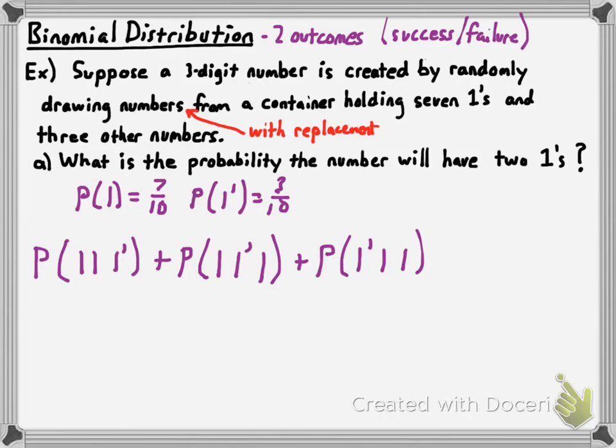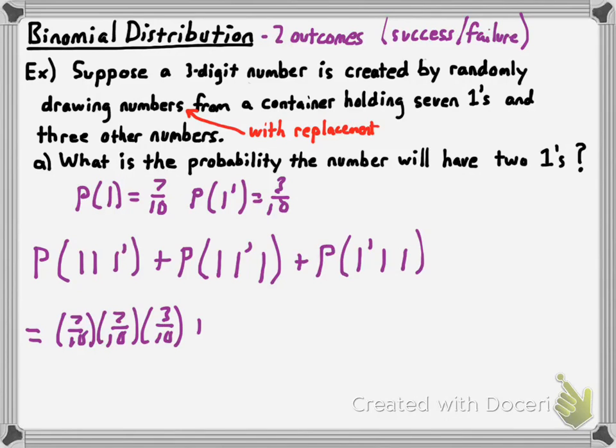And then how do we calculate the probability of each of those? Well, we're just going to multiply the probabilities. If you could visualize a tree diagram here, we're going to multiply the probability of getting a 1 with the probability of getting a 1 with the probability of not getting a 1. Since these are independent probabilities, each draw, we can just multiply them together. So 7/10 times 7/10 times 3/10. That would be the probability of getting a 1 the first 2 times, and then not a 1 the third time.